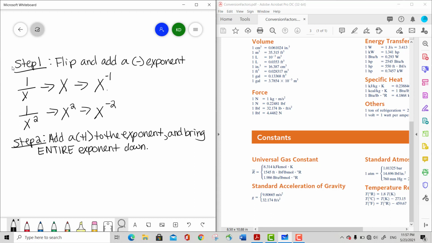So let's take those two examples again and work them from start to finish with both of these steps. We started with 1 over x, and then that takes us to flipping it, which is x, takes us to the negative exponent, then adding the 1, x negative 1 plus 1, and then bring the entire exponent down to the bottom. Negative 1 plus 1, bring this whole thing down.